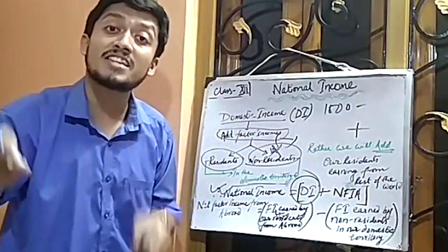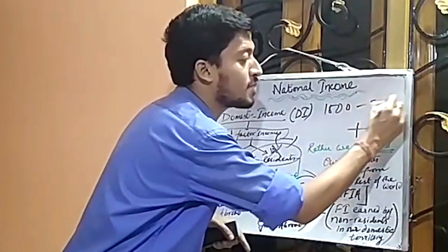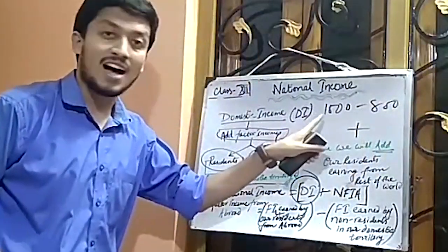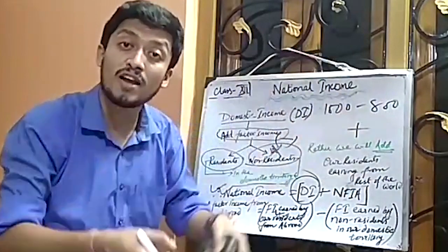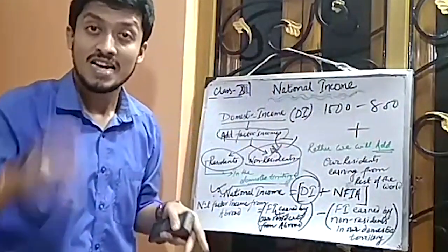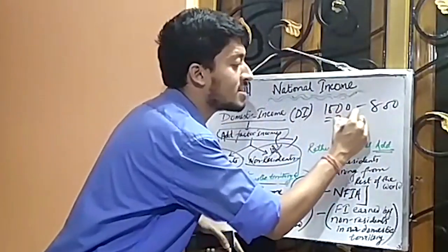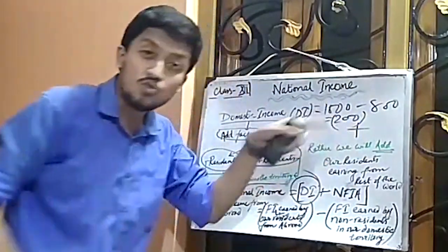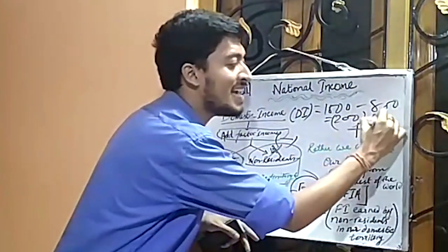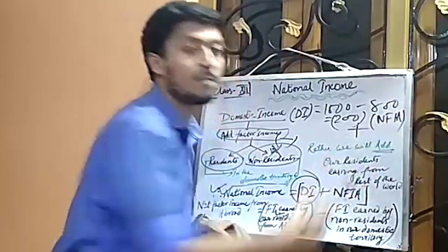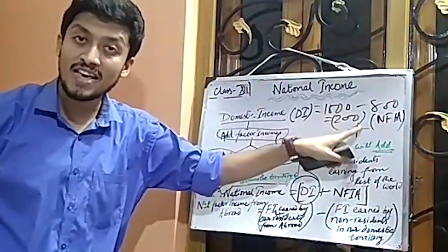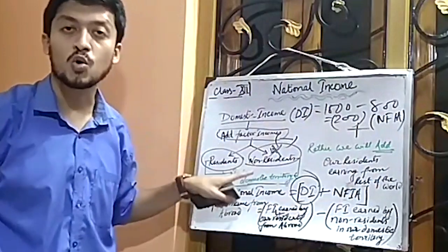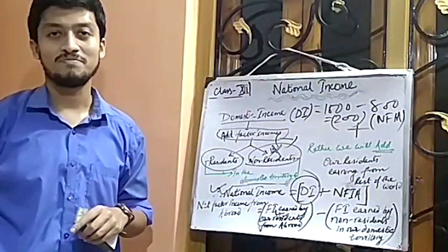Suppose they are earning 800 rupees. So 1000 rupees we are earning from abroad, and 800 rupees those foreigners are earning from our motherland. That means the subtraction is how much? 200 rupees. This 200 rupees is known as net factor income earned from abroad, NFIA. If you add this NFIA to the domestic income, you are going to get national income.